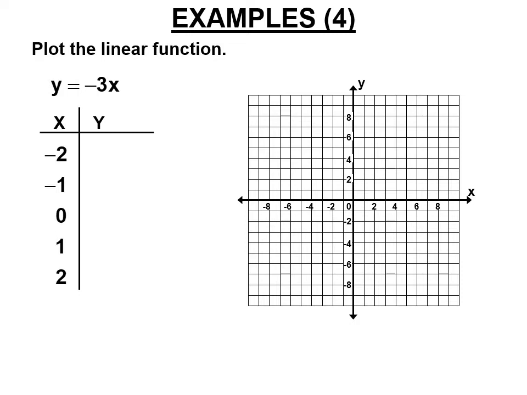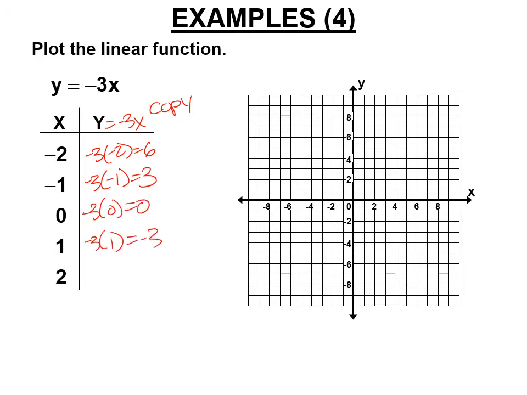So let's see this. You do make a t-table, so copy this t-table. And we're doing y equals negative 3x. So negative 3 times negative 2 is positive 6. Negative 1, I'm just putting this in there. Negative 3 times negative 1, positive 3. 0 times negative 3, 0. Negative 3 times 1, negative 3. And 2, negative 3 times 2, negative 6. Okay, now, you're going to draw a little sketch of this. Draw it bigger than this, but I don't have room.